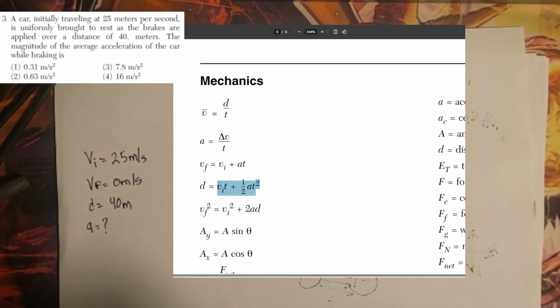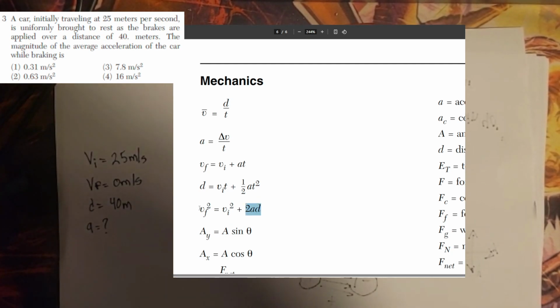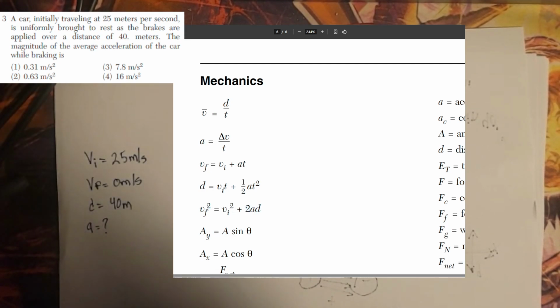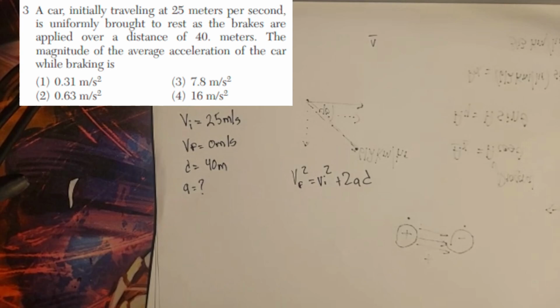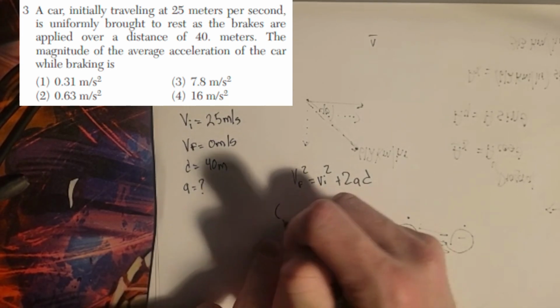So in this case, we know final velocity, we know initial velocity, we know displacement or distance right here, d, and we want acceleration. So in this formula, we know everything except for that one thing we're looking for, our acceleration. So let's try that formula out. Again, what we're looking at is Vf squared equals Vi squared plus 2ad. We'll plug in all of our values.